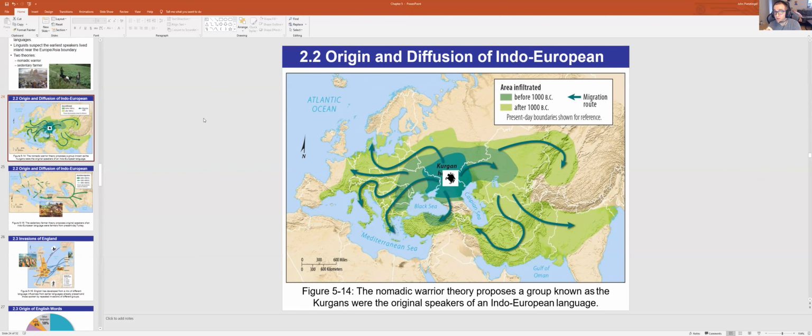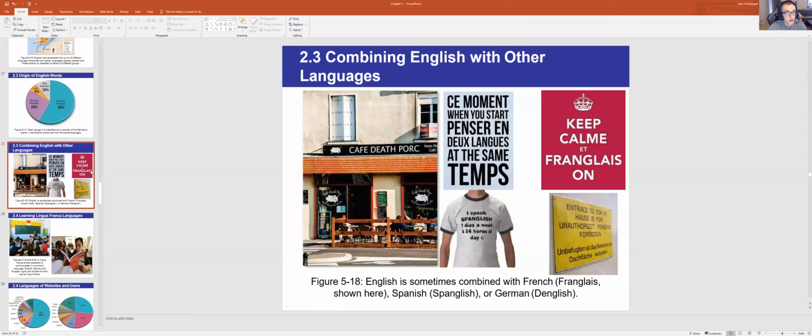And so what figure 2.2 here, also in your textbook, is illustrating is the nomadic warrior theory, right? And so originally the group known as the Kurgans were the original speakers of the Indo-European language. And as they've branched out and conquered nearby areas, they've implemented and mandated that be the language used, and maybe institutionalized, right? We see how language is implemented in cultural landscapes.